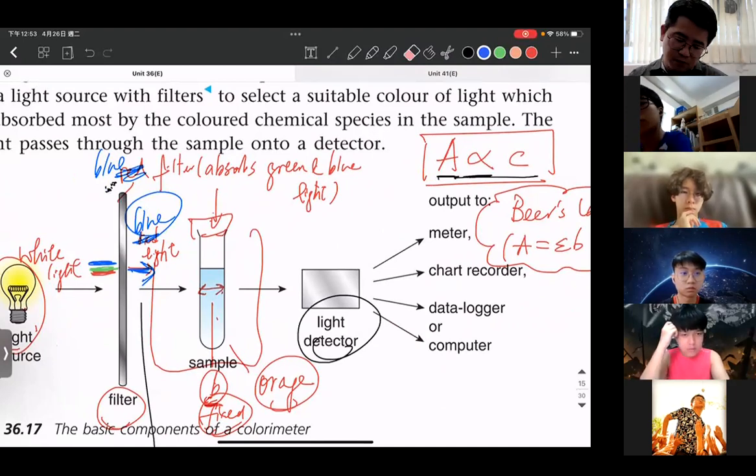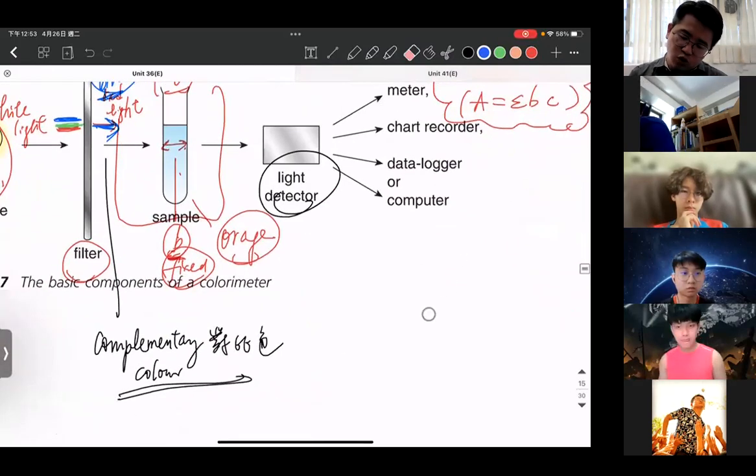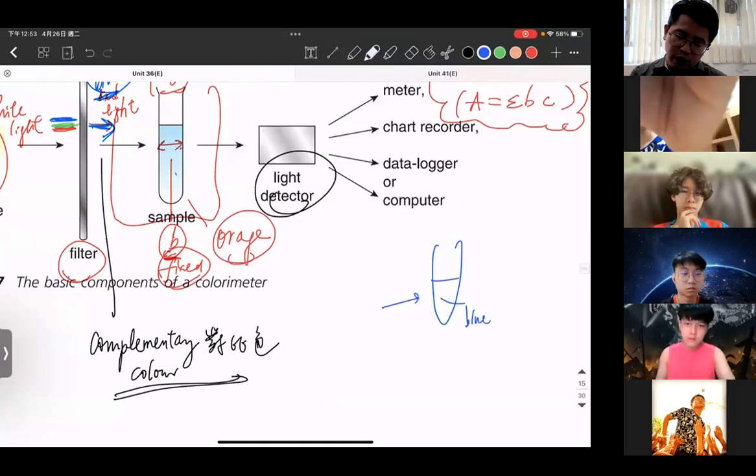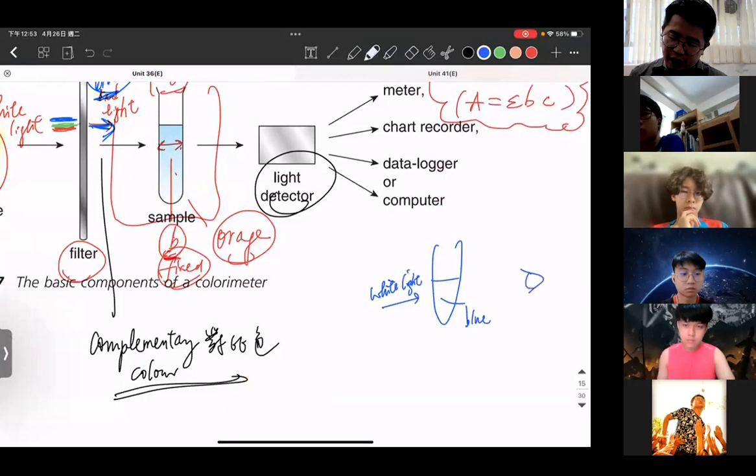Complementary color. So why is it? First of all, why is the solution blue? For example, if we have a blue solution and I shine white light through it, to you here, I see the solution is blue. Why? It's because it absorbs all other colors except blue.